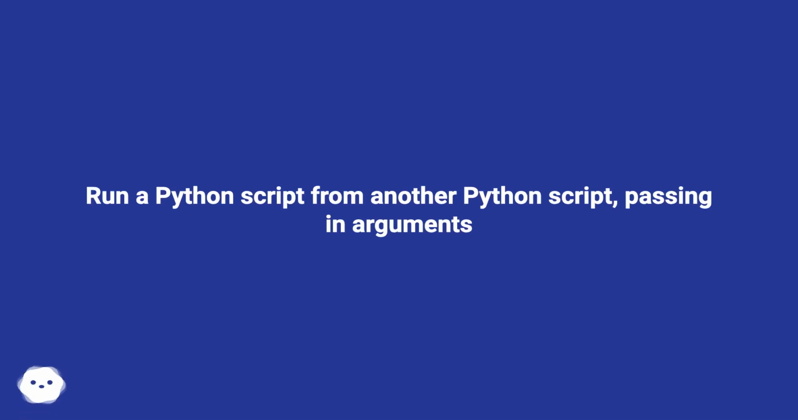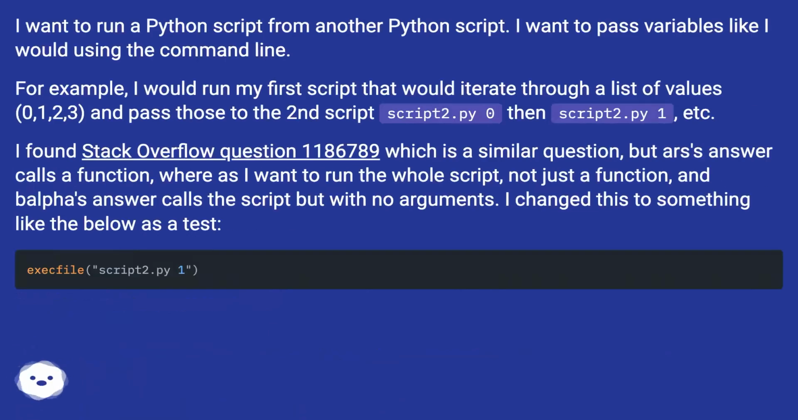Run a Python script from another Python script, passing in arguments. I want to run a Python script from another Python script. I want to pass variables like I would using the command line. For example, I would run my first script that would iterate through a list of values 0, 1, 2, 3, and pass those to the second script, 2.py 0, then 2.py 1, etc.